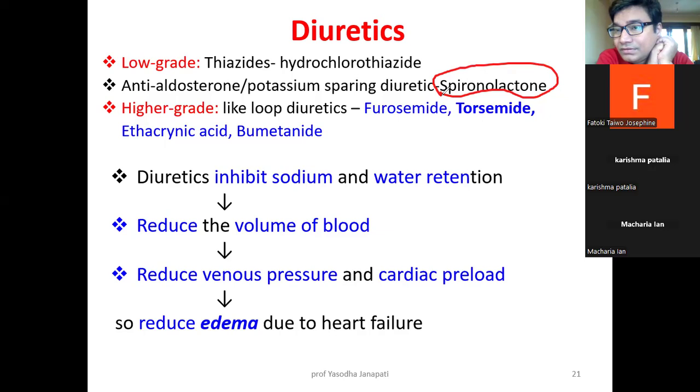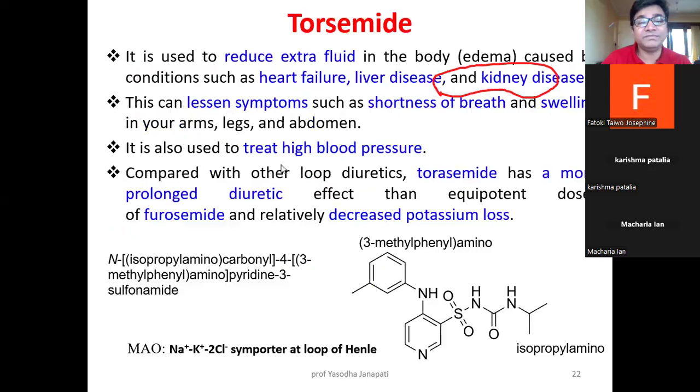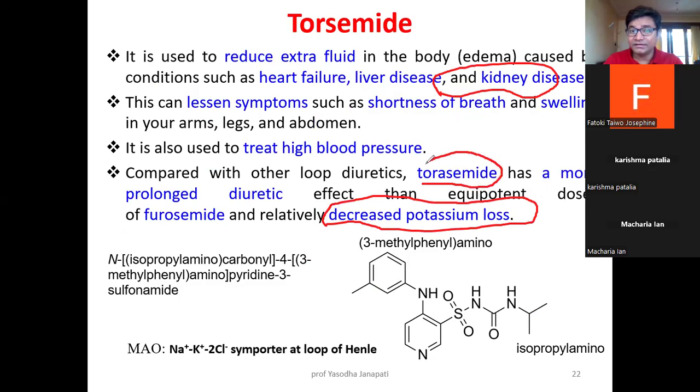Okay, no, you've not really answered what I'm asking. What I'm asking is that you said that torsemide decreases potassium loss. So is it also a spironolactone? No, different. I think you are considering this slide. In this slide, here we are comparing torsemide with that of furosemide.